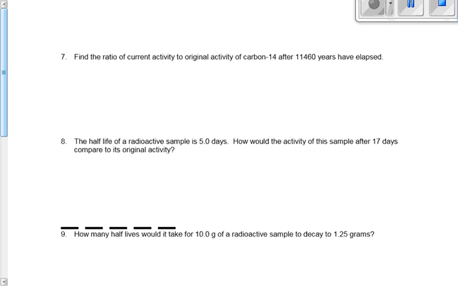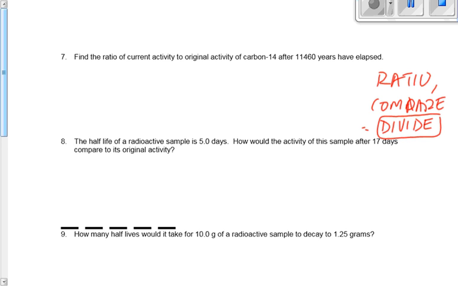Number 7. 7 and 8 gave a number of people trouble, I think. These ratio things. Please remember this, and if you don't remember this, please write it down now. If you ever see the word ratio, if you ever see the word compare, then what you need to do is divide.